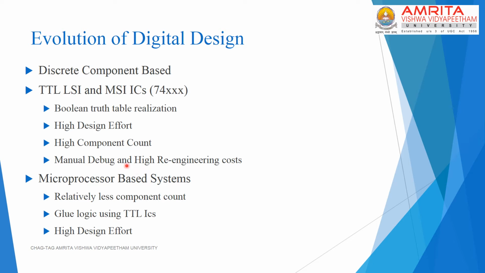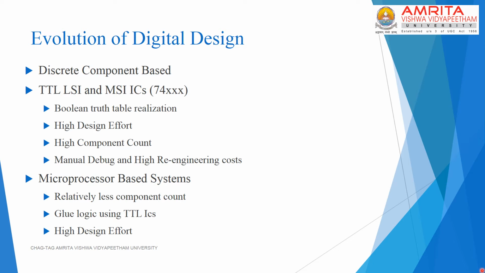Then to handle increasing levels of complexity, the microprocessors were developed in the early 70s. We had the early generation microprocessors from Intel and Zilog. So these processors were able to accommodate a considerable level of complexity, and they also had the advantage that they were programmable.